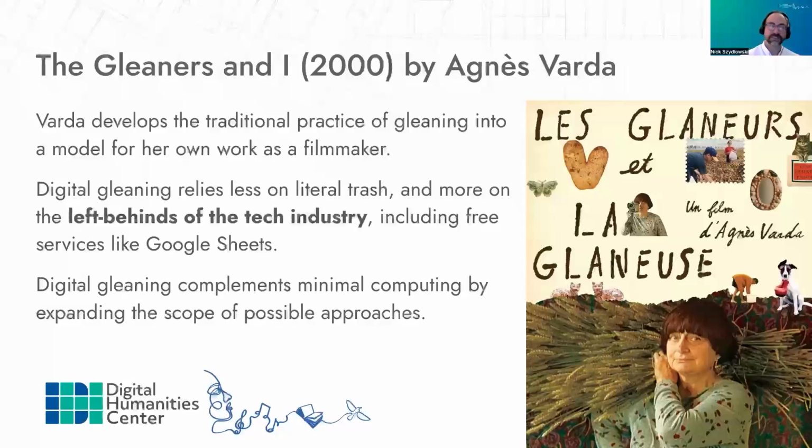So this kind of digital gleaning that we're talking about with Rondo relies less on literal trash and more on the left-behinds of the tech industry, including free services like Google Sheets or GitHub Pages. And I would argue that this approach, which we call digital gleaning, complements minimal computing by expanding the scope of possible approaches. So we might think of minimal computing approaches that take advantage of these free resources while also being aware of the limitations that come with them and coming up with workarounds for that.